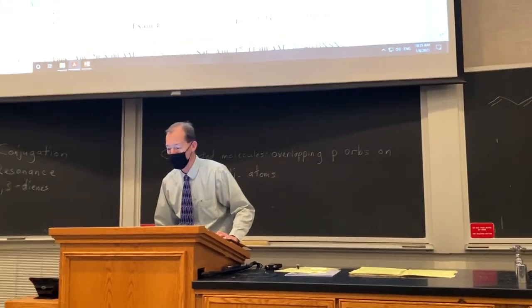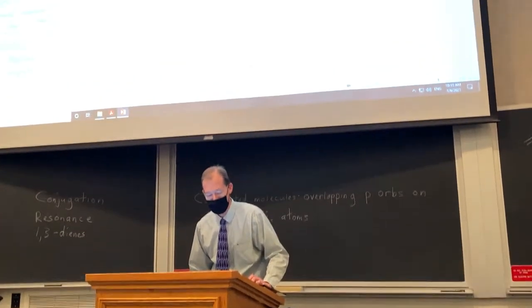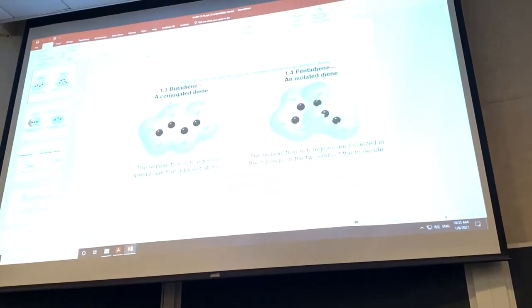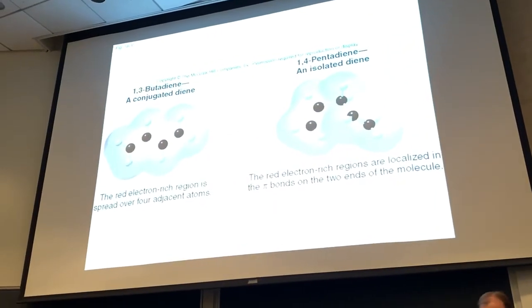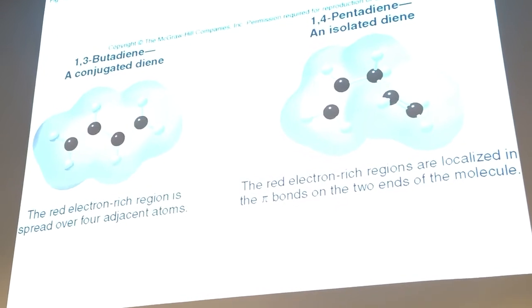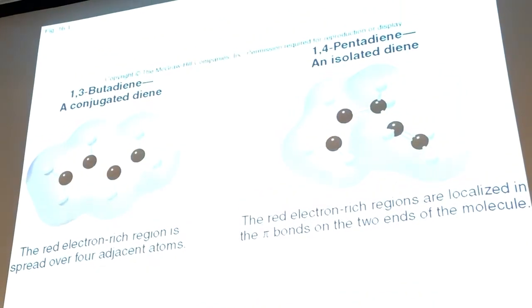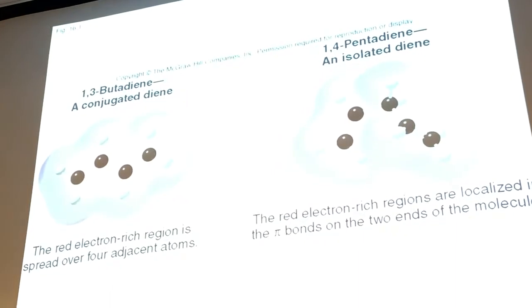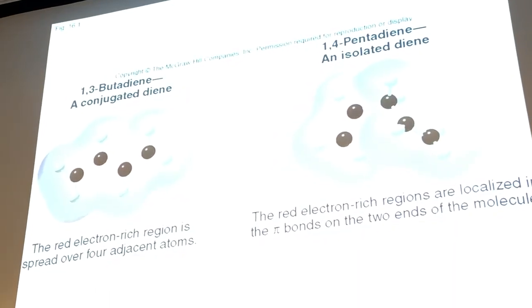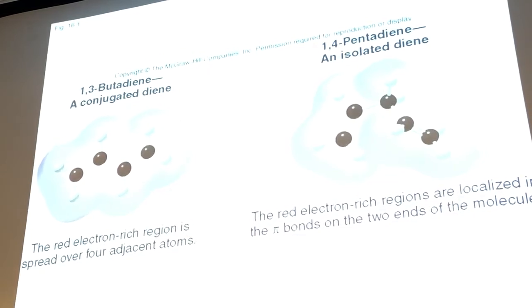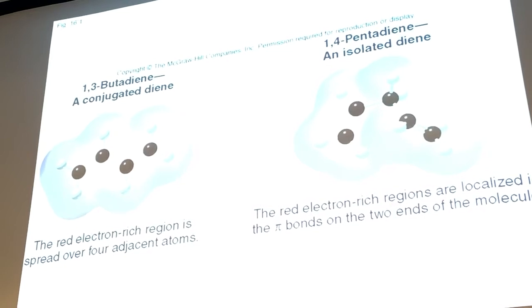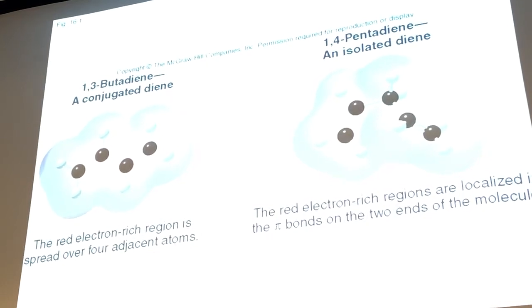The first thing we'll do here is look at an electrostatic potential map. So let's take a look at this figure from the book showing 1,3 butadiene, which is a conjugated diene, and 1,4 pentadiene, which is an isolated diene or a non-conjugated diene. Remember that on electrostatic potential maps, red means negative and blue means positive. Very, very easy for BYU students to understand. We see here the red region is spread out over those 4 carbons, indicating the delocalization of the electron density of those pi electrons.